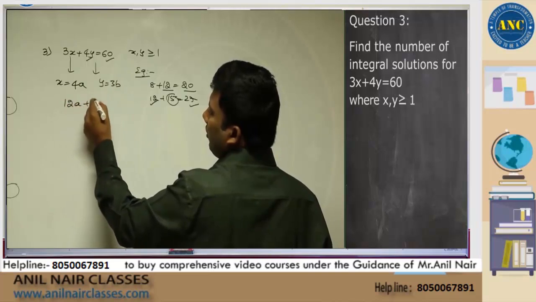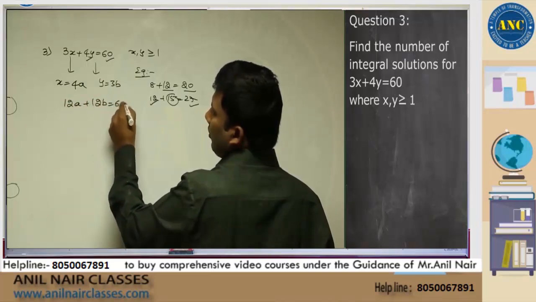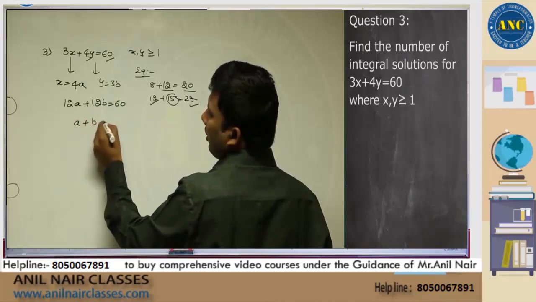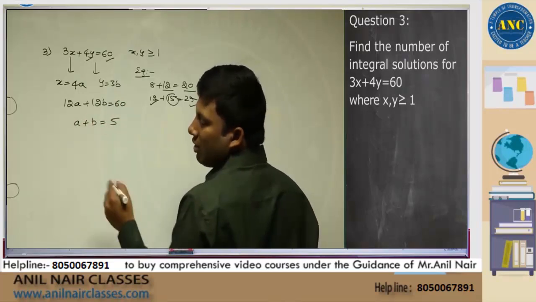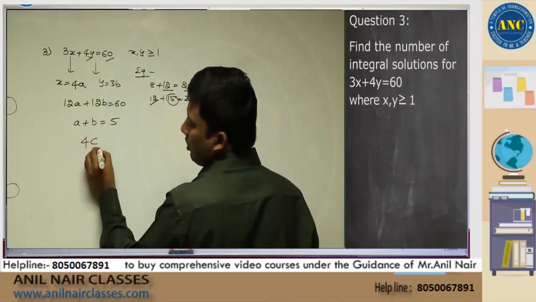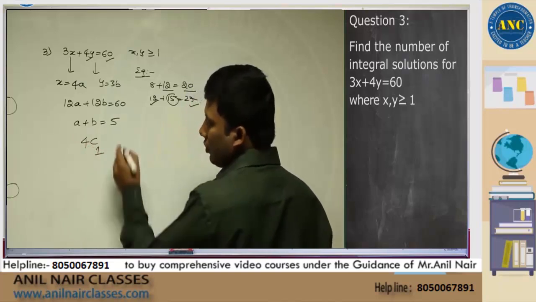12a plus 12b equals 16, so a plus b equals 5. 5 means 5 balls are there. How many spaces? 4. Select any one. 4C1.